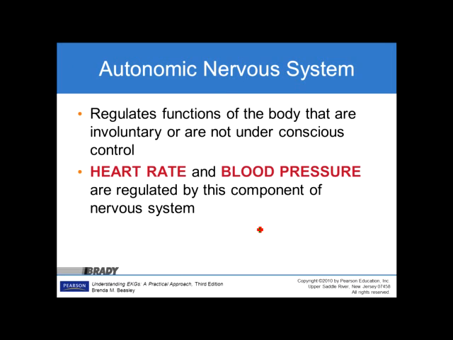Autonomic nervous system. The autonomic nervous system regulates functions of the body that are involuntary or not under conscious control. It's not like you can stop your heart by a thought process. Heart rate and blood pressure are regulated by this component of the nervous system. This is for everything that we do that we don't have mental faculties on.